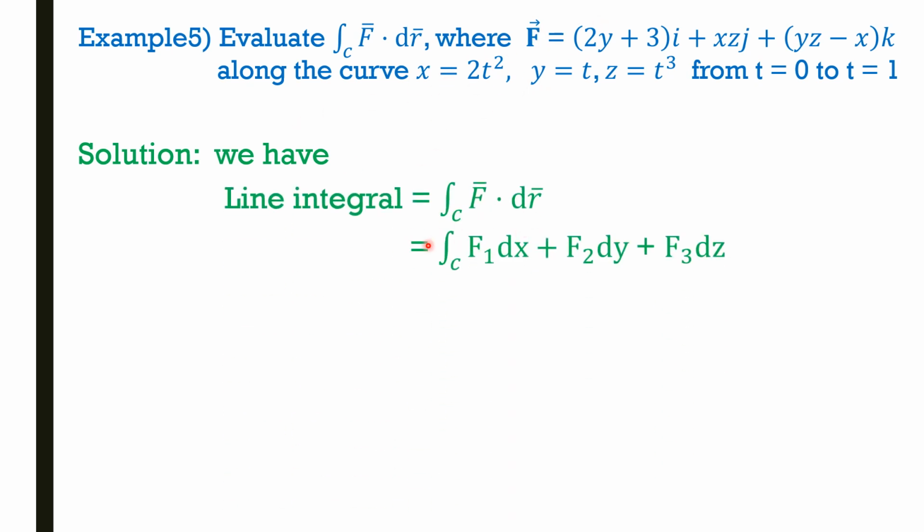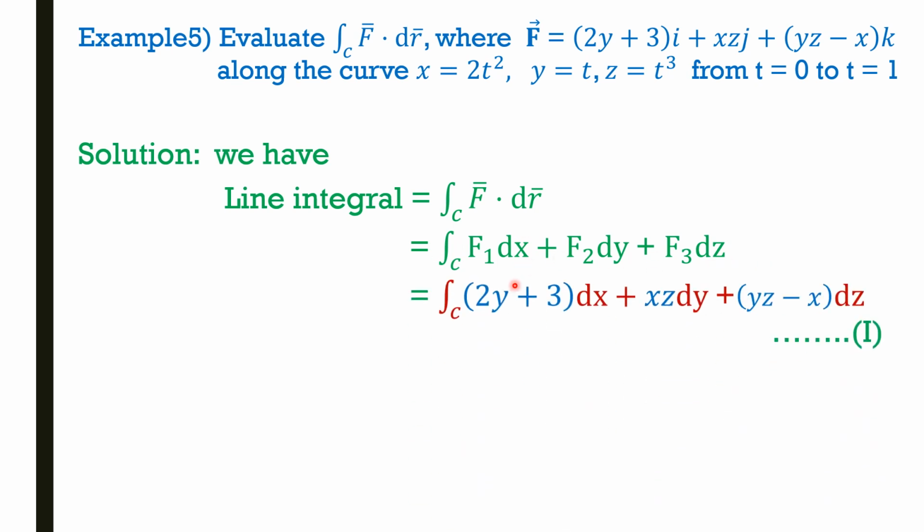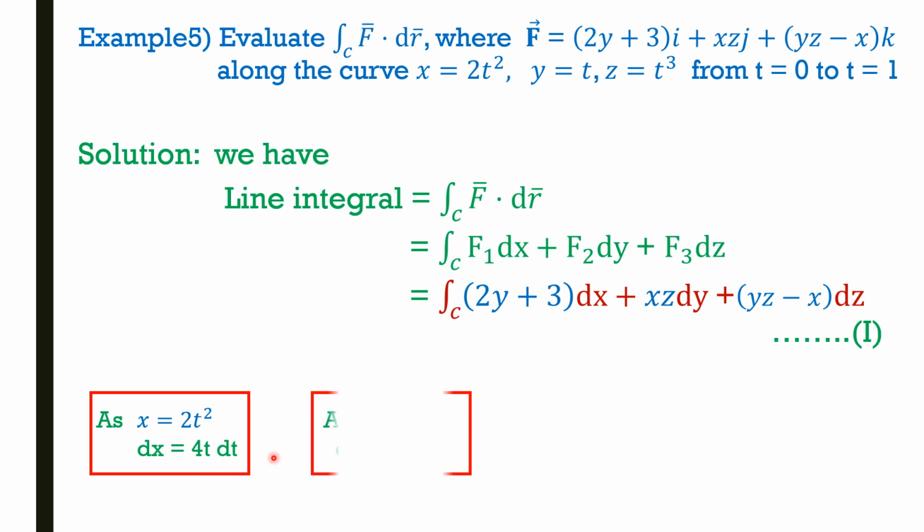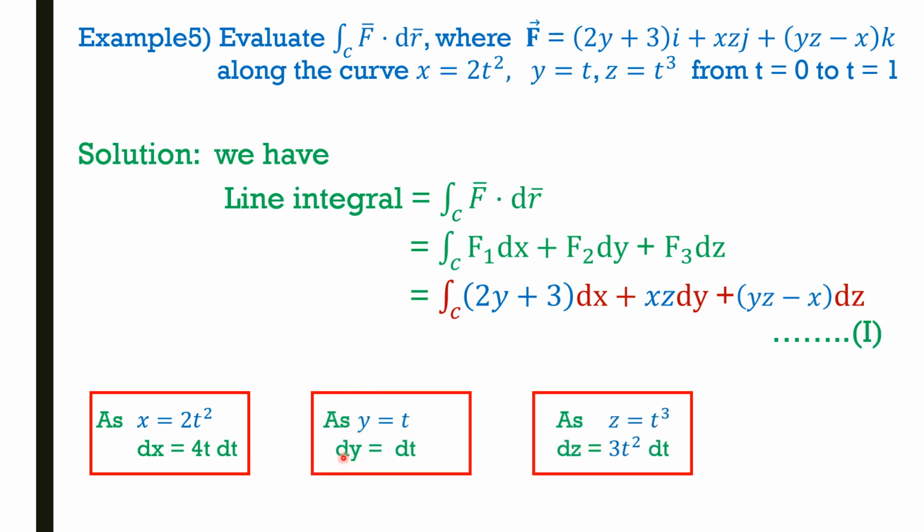Okay, so this is the only change in this type of example. Line integral is f bar dot dr bar, f1 dx plus f2 dy plus f3 dz. So put the values of f1, f2, f3. So this is 2y plus 3, xz and yz minus x. Okay, so now we are going to convert this total integral in terms of t. So x is equal to 2t square, dx is 4t dt, y equal to t, dy equal to dt, z is equal to t cube, dz is 3t square dt. Just take the derivatives and the limits of t are also given 0 to 1.